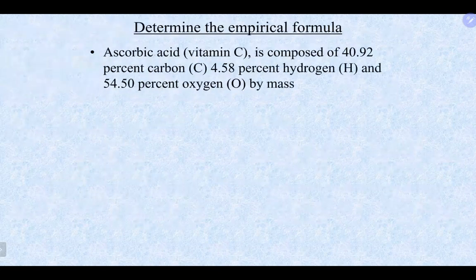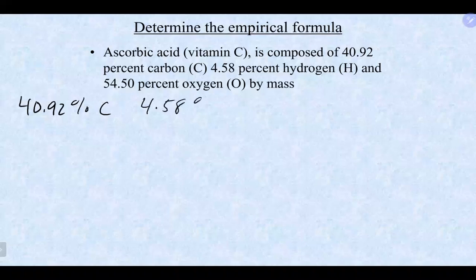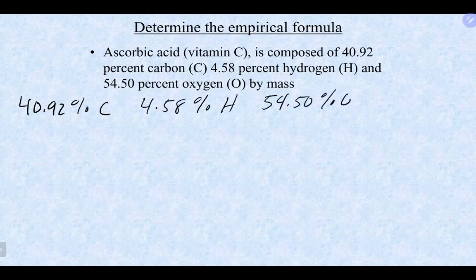So let's take this one right here. We want to calculate the empirical formula of vitamin C. It's basically made up of 40.92% carbon, 4.58% hydrogen, and 54.50% oxygen. So these are the percent composition by mass, like we were just talking about.